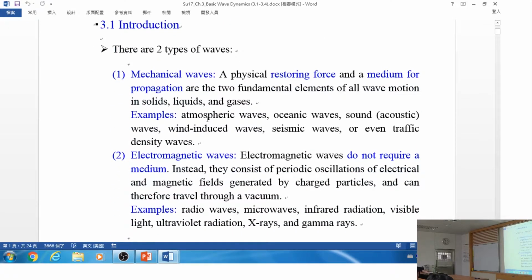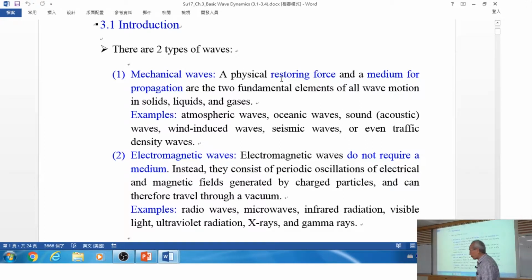In general, no matter whether it is waves in the atmosphere, in the ocean, or in space, there are two types of waves. One type is called mechanical waves, and another type is called electromagnetic waves. There are fundamental differences. The most important thing is that in mechanical waves, we need a restoring force. What's a restoring force?